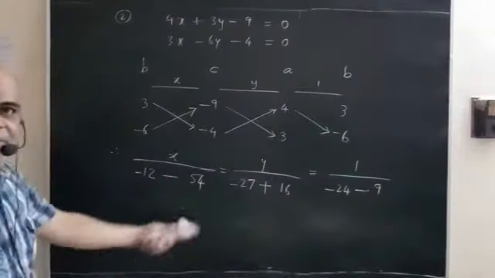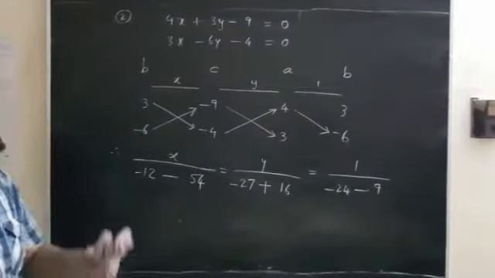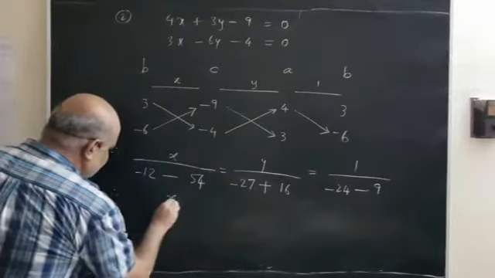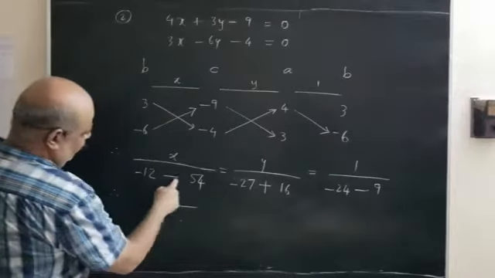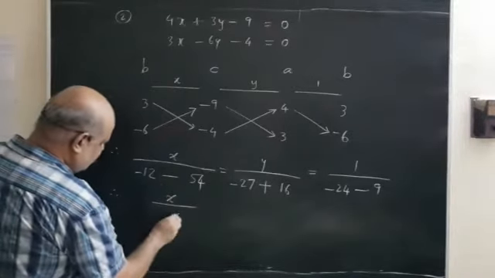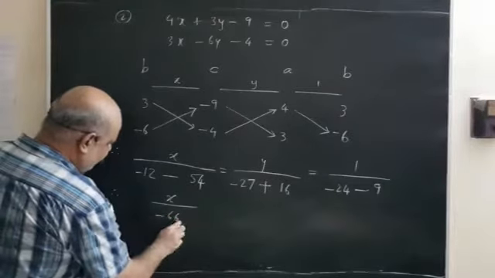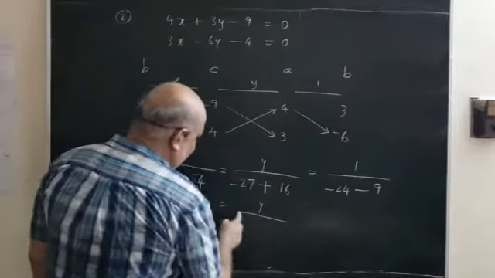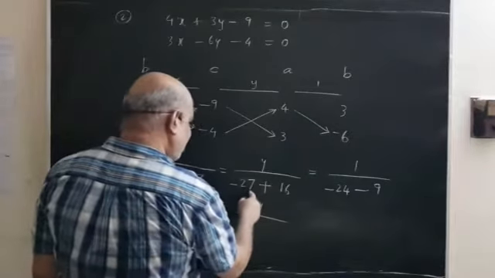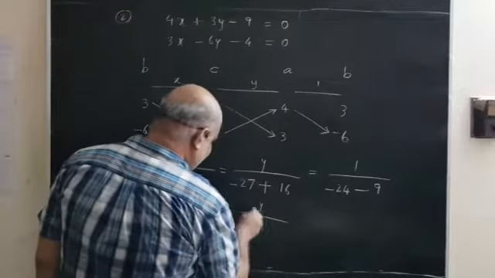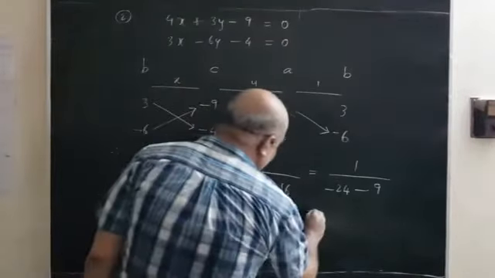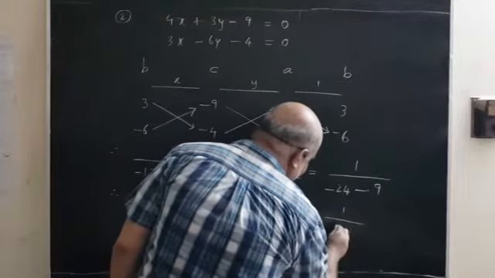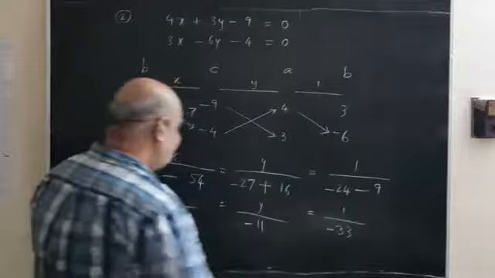Alright. Now from now on it is just simple algebra. If I simplify this, I will get the answer. Let's see how it goes. Therefore, x divided by, both are minus, so I simply add them, 6, x divided by minus 66 is equal to y divided by minus plus. So I have to subtract, 27 minus 16 is 11, and it's minus 11, and 1 divided by 24, both are minus, so this will be 33, minus.